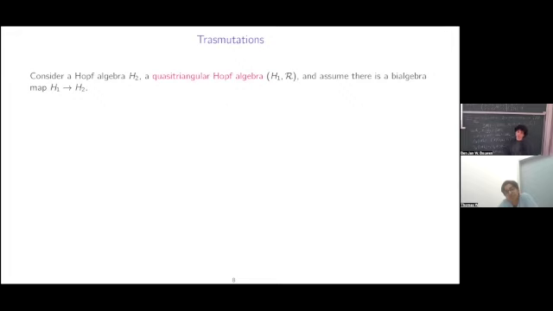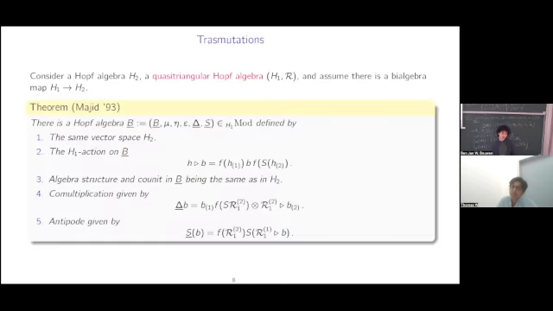Okay, so again, very briefly, let's summarize two important constructions that we will need in the following. So again, transmutations. Actually, I'm going to describe this in a slightly more general setting than the one that Giovanni was suggesting. So we start with a regular Hopf algebra in the category of vector spaces, and we also consider a quasi-triangular Hopf algebra. And we assume that there is at least a bialgebra map between H1 and H2.